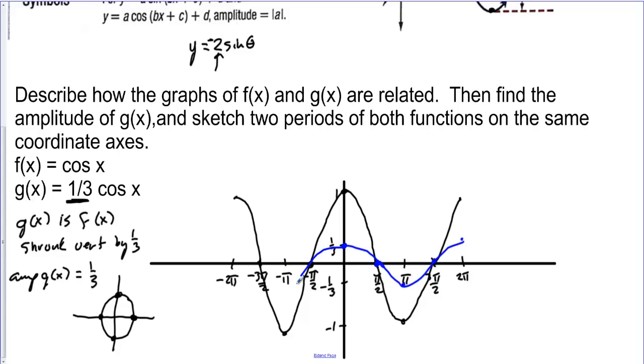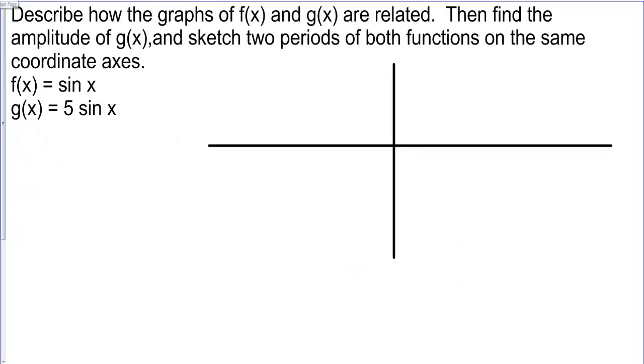And then we go back the same way, down to -1/3, up to 0, and then up to 1/3. Describe how the graphs of f and g are related. Find the amplitude of g. Sketch 2 periods of both functions on the same coordinate axes.